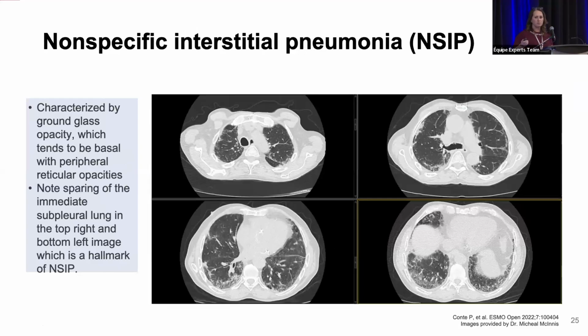Here's a pattern of nonspecific interstitial pneumonitis. So this has more peripheral, reticular changes, maybe more basal, sparing. There's a bit of a rim where it spares the immediate subpleural area. So a pattern that we recognize radiologically as NSIP.